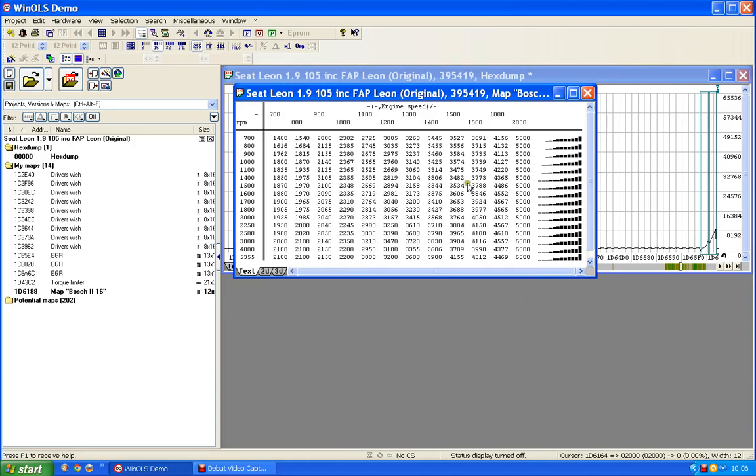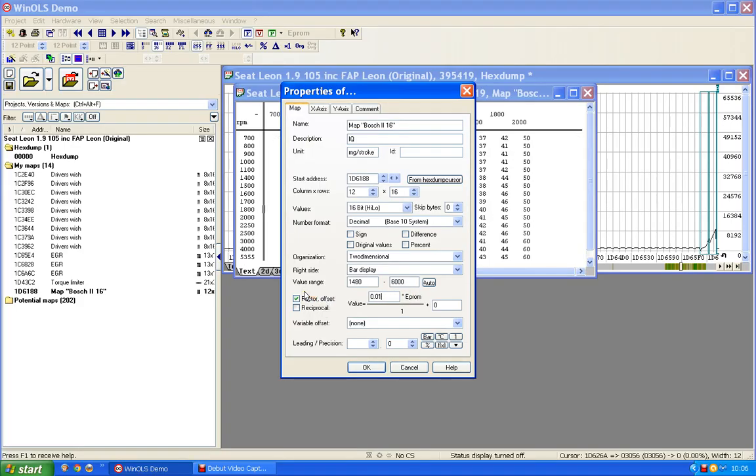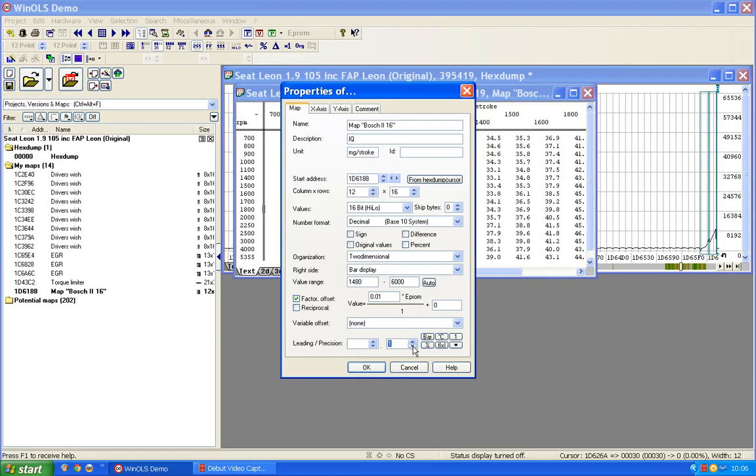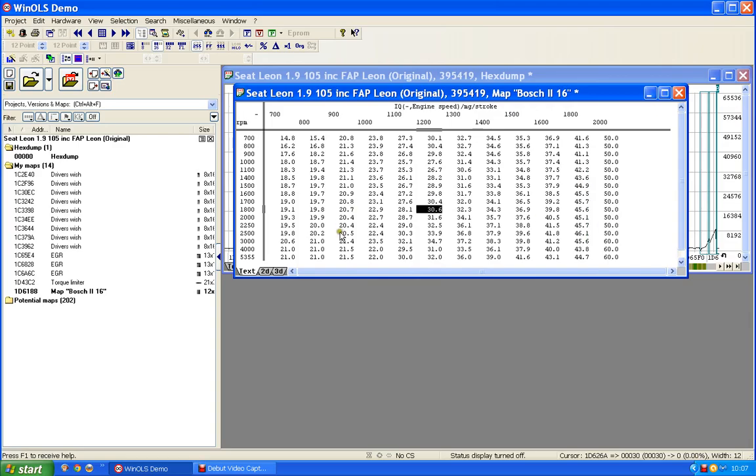Right, now we've got output. Judging by the numbers it's going up to, 6,000, 5,000, these are probably milligrams per stroke of fueling, which of course that's what we would expect to find in a smoke map. So let's assume for the moment then that that's what that is. So I'll assume that that's injection quantity there, and I will assume that it's in milligrams per stroke, in which case this will need to be 0.01, and I'll have for now maybe just one decimal point after the decimal point. If I stretch that out a bit further, right, so that seems to be what we're looking at.